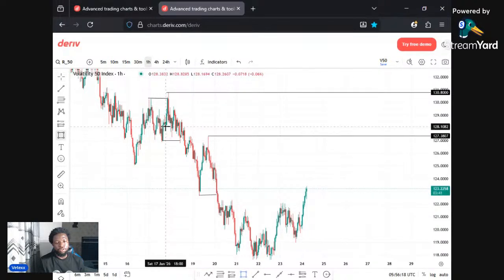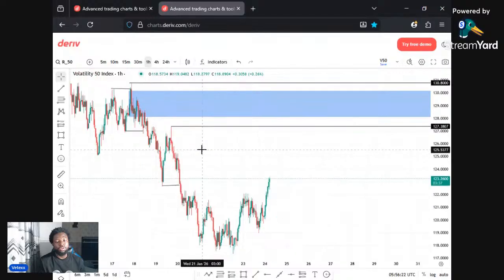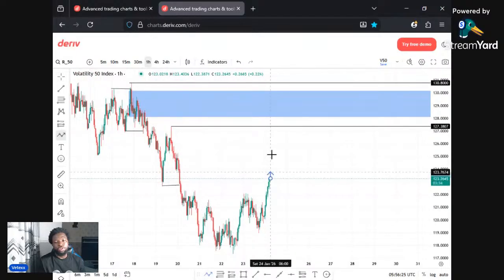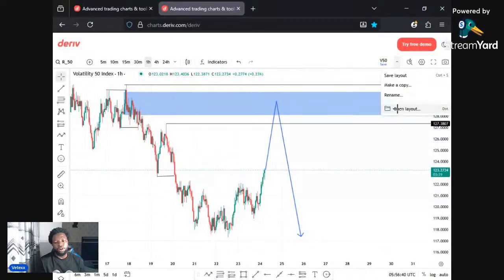And the whole of this box, the whole of this zone, from structural liquidity to the protected high becomes our what? Point of interest. So now we're anticipating price to come into this zone and start giving us continuation on the lower time frame until this target is taken out. Our time is almost up.